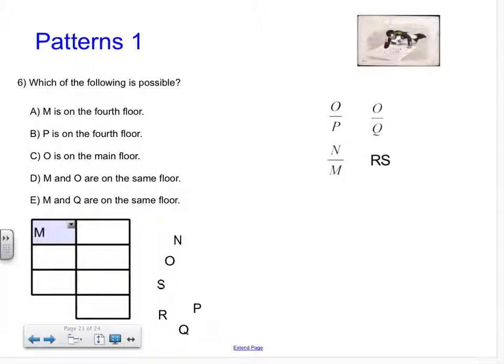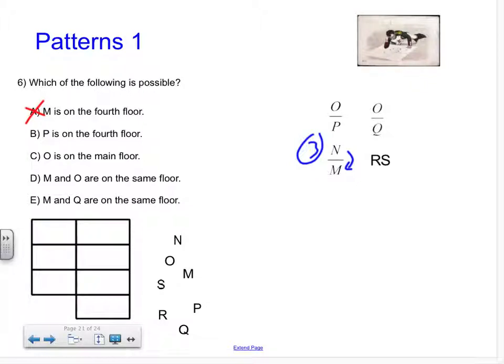Well, just taking a quick look at the conditions, I know that condition 3 would be broken because M needs to be below N, and if it was on the 4th floor, it'd either be on the same floor as N or above N. So A is not possible.